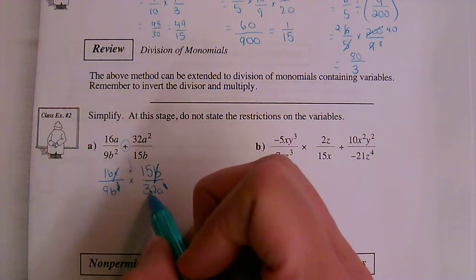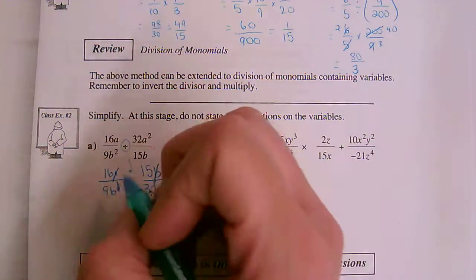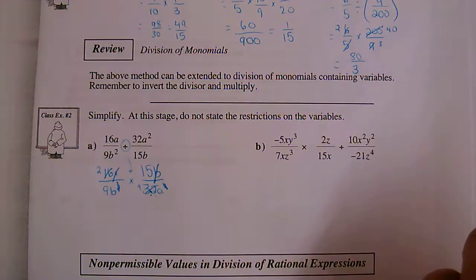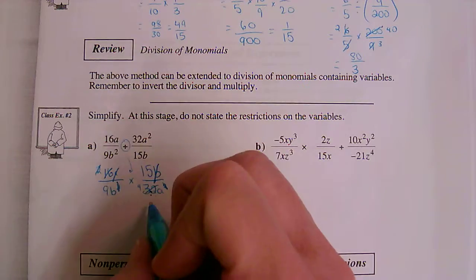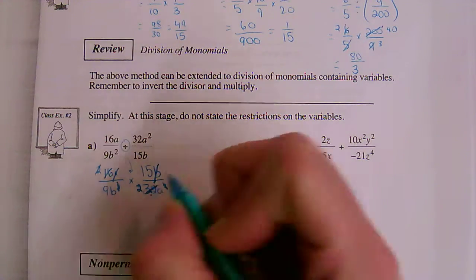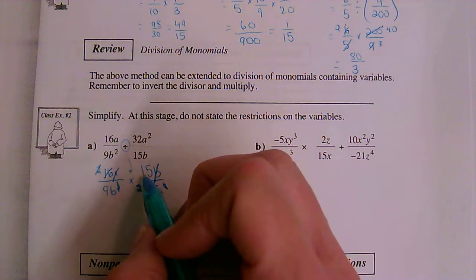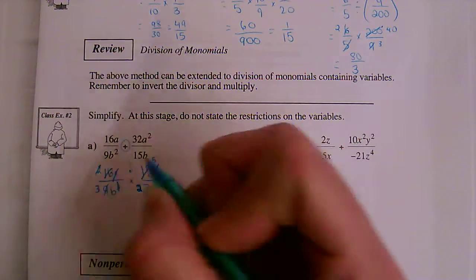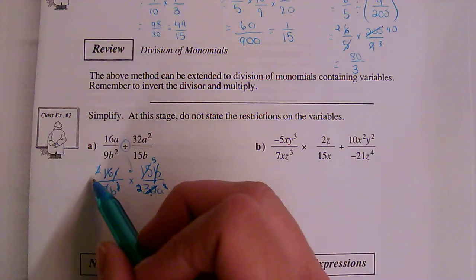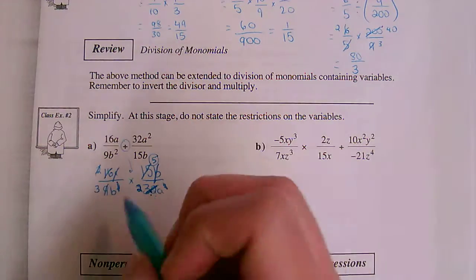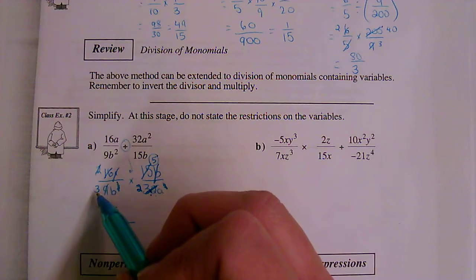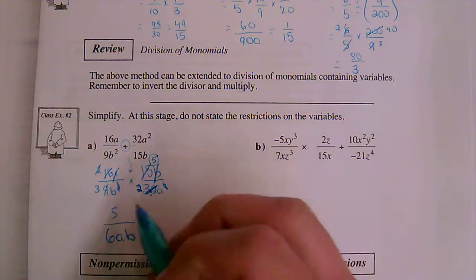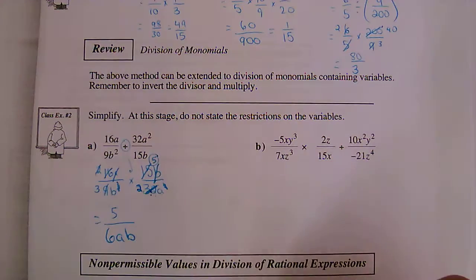Then I've got 16 and 32, both have 8s. 8 can go into 16 twice, 8 can go into 32 4 times. Oh, I could have done 16. So 16 goes into 16 once and goes into 32 twice. And then 9 and 15 both have multiples of 3, so 3 times 5 is 15. 3 times 3 is 9. So then in the numerator, all I'm left with is a 5. And in the denominator, I have a 3 and a 2, so that's going to be 6ab. And of course, a and b can't equal 0, but we're not worrying about that right now.